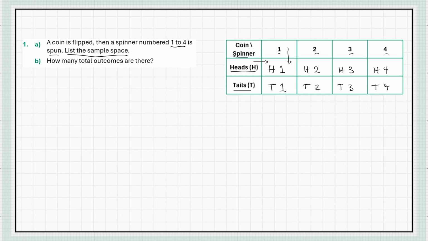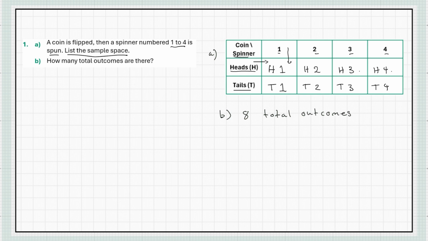So we can see here that that's our sample space. We have heads from 1 to 4 and then tails from 1 to 4. So that's going to be A. Now B is list how many total events there are. Well, there's 4 possible involving heads and 4 possible involving tails. That means there's 8 total outcomes.